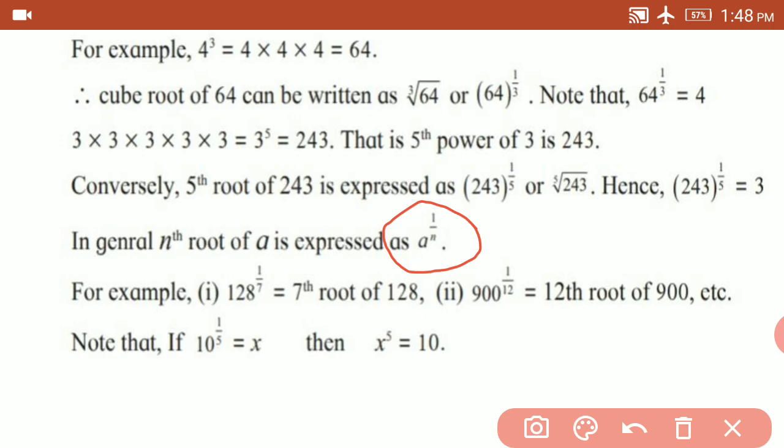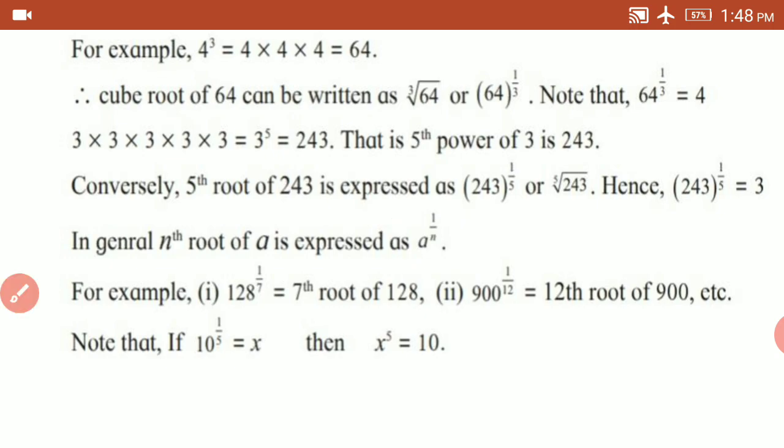For example, 128 raised to 1 upon 7 is equal to 7th root of 128. 900 raised to 1 upon 12 is equal to 12th root of 900, etc. Note that if 10 raised to 1 upon 5 is equal to x, then x raised to 5 is equal to 10.